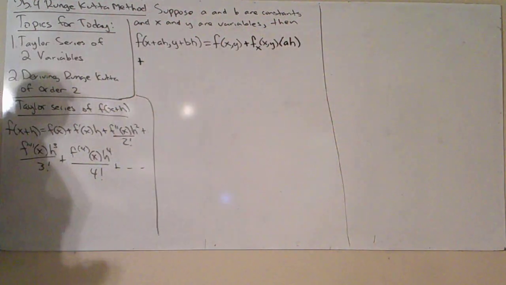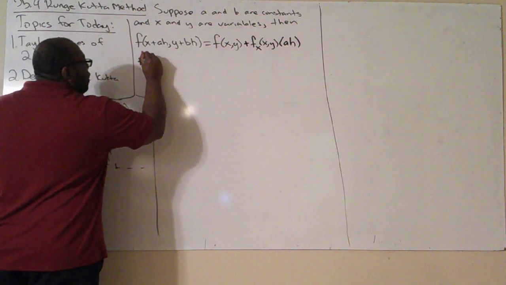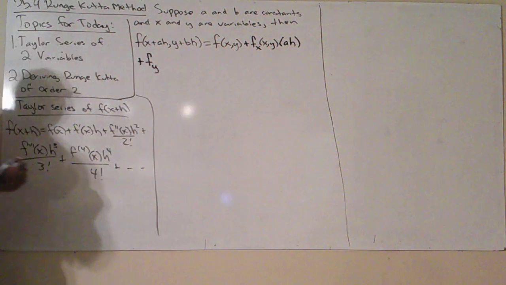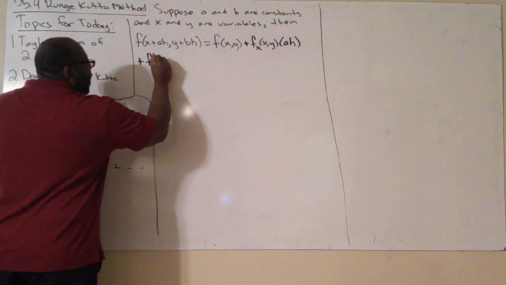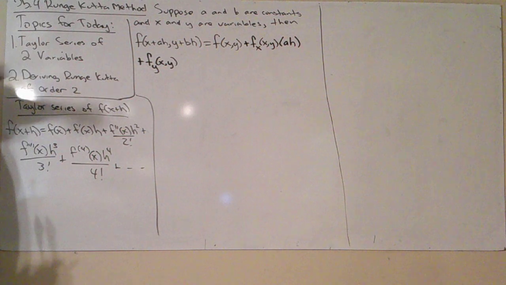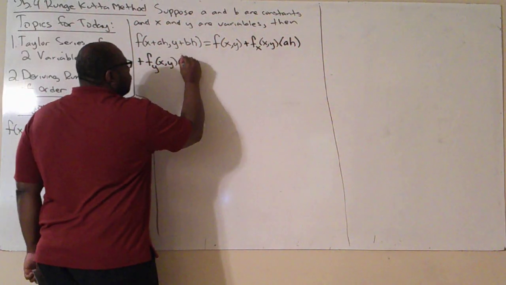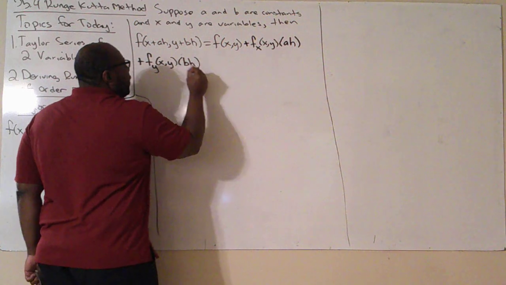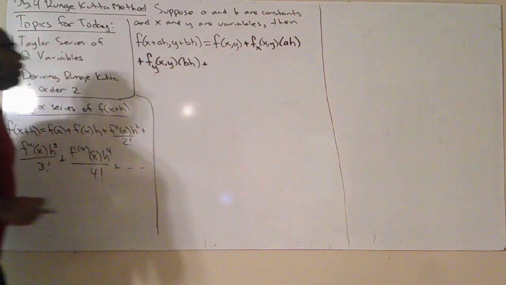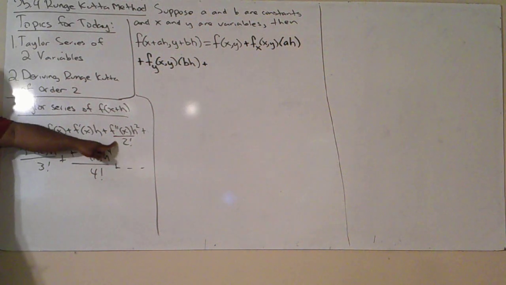Now let's deal with the partial derivative of f with respect to y, our second variable. So partial derivative of f with respect to y, at x comma y. And what's being added to the y is a bh, so we're going to have times bh, plus.